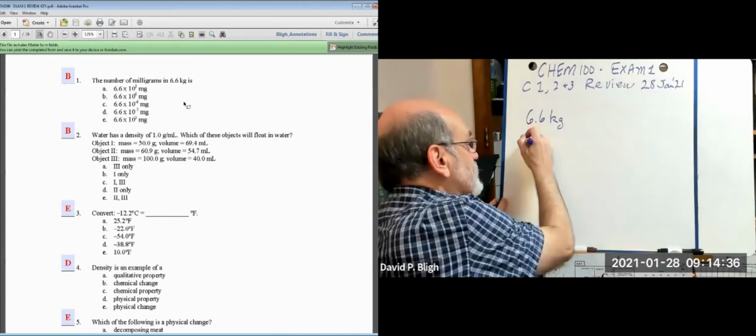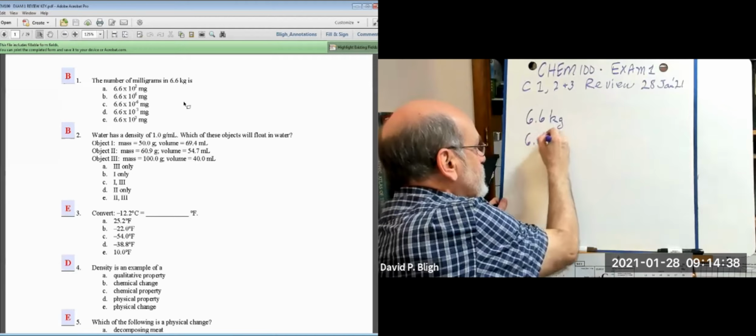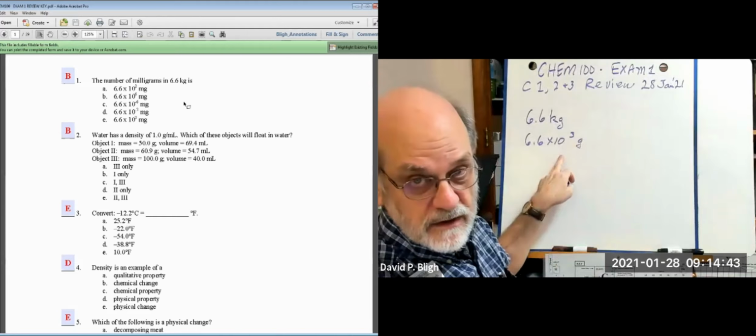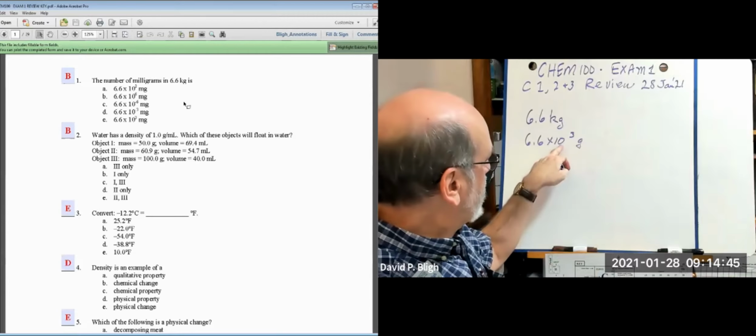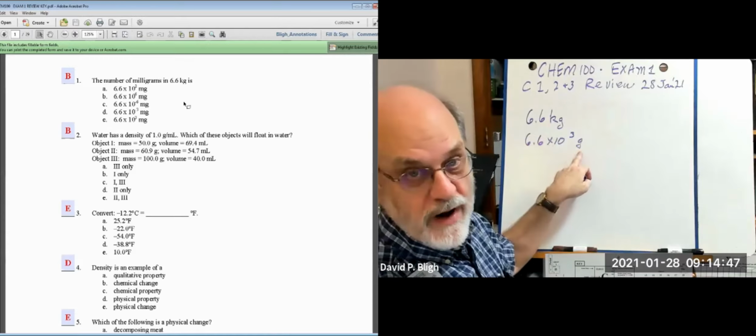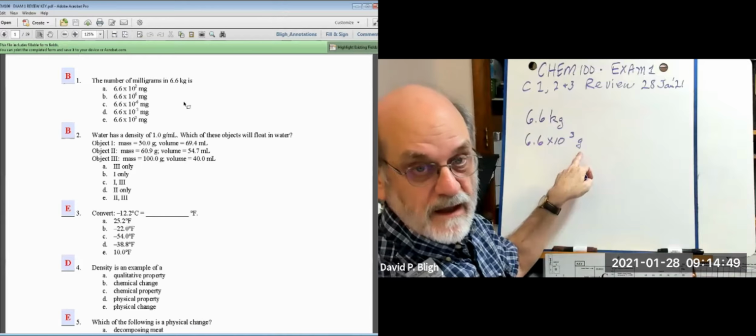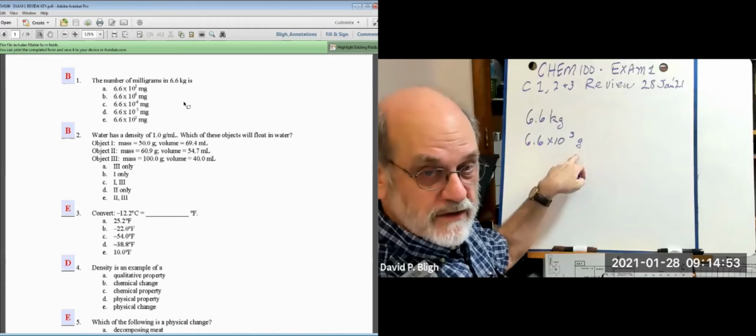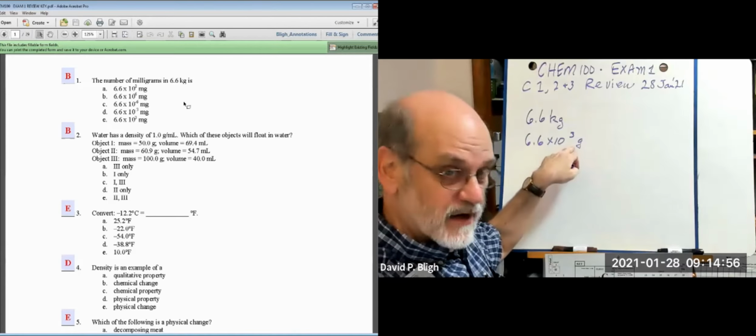So that means this is 6.6 times 10 to the third grams, because 1,000 is 10 to the third. So multiply that times this, and you get the number of grams. A milligram is 1,000th of this one, which means there are 1,000 milligrams in a gram.